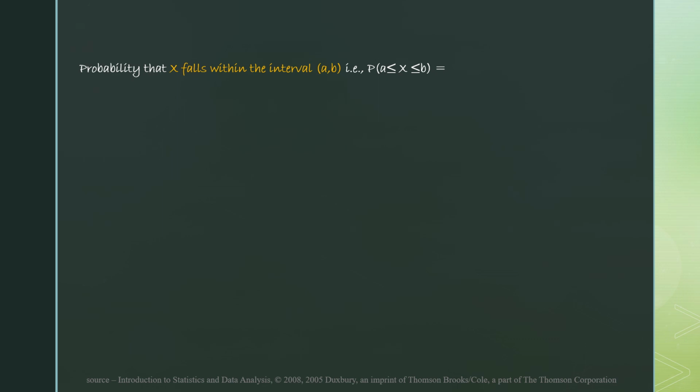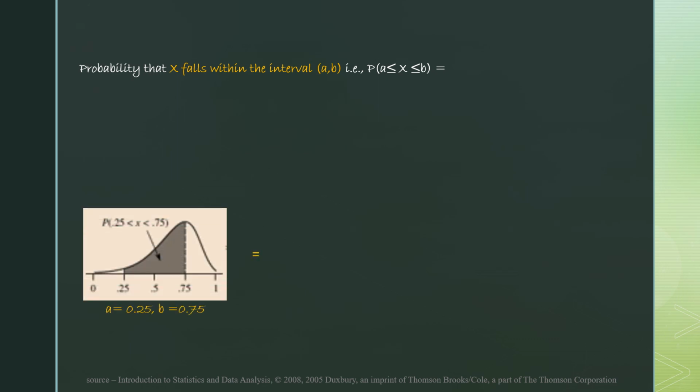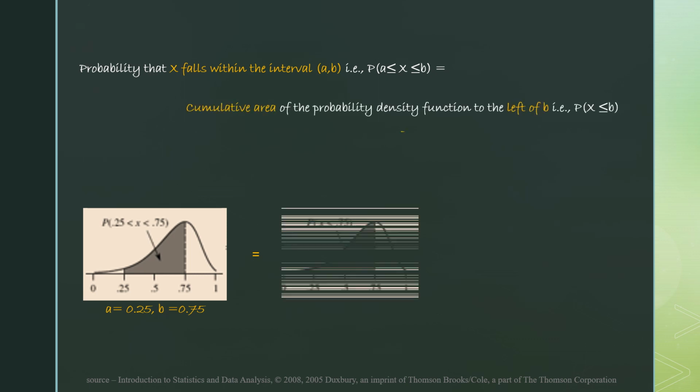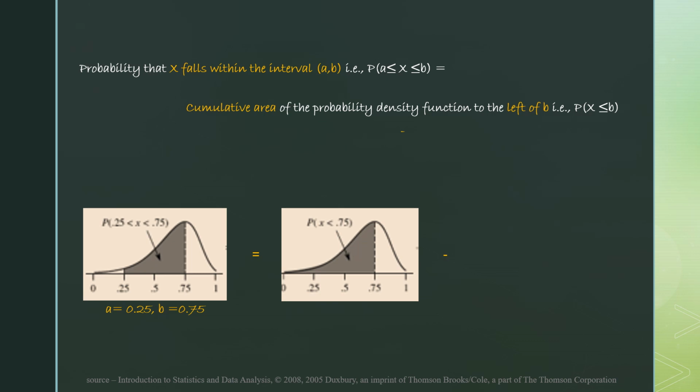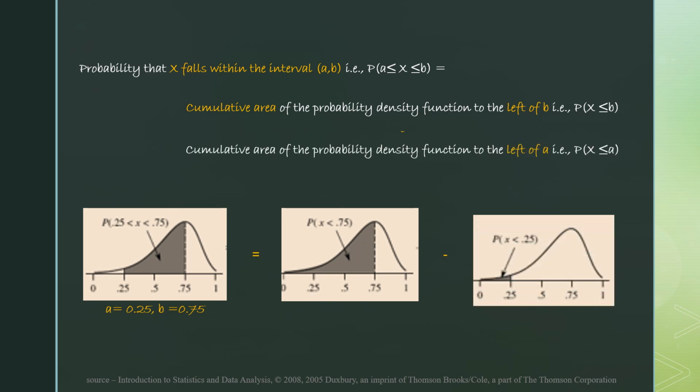Probability that x falls within the interval a and b, that is, probability of x greater than or equal to a and less than or equal to b, where a takes the value 0.25 and b takes the value 0.75, say, equals cumulative area of the probability density function to the left of b, that is, probability of x less than or equal to b, minus cumulative area of the probability density function to the left of a, that is, probability of x less than or equal to a.